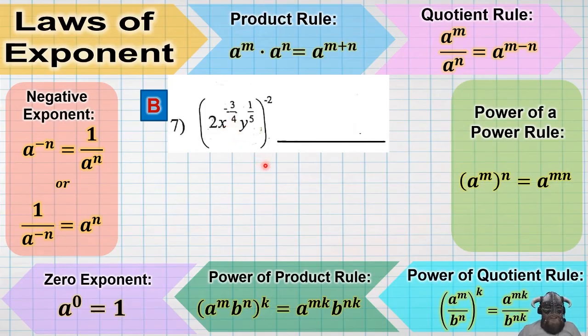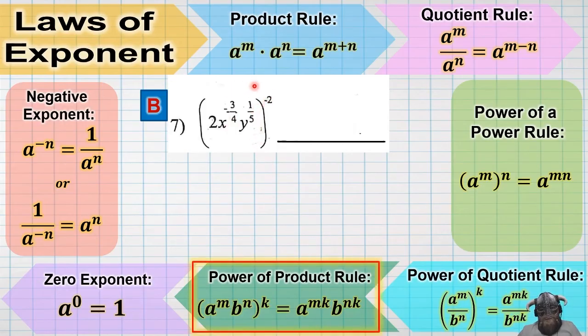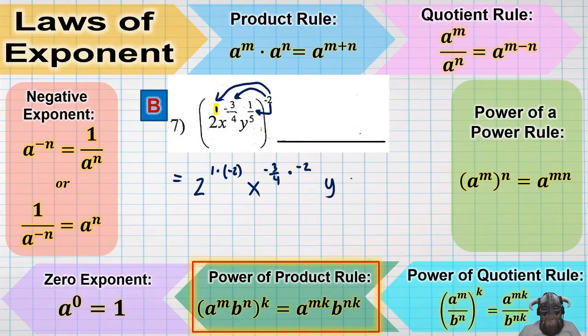Yan. So, dito gagamit tayo ng power of product rule. We have to distribute this negative 2 to the exponent of each inside. So, lagyan natin to ng 1 para alam natin na may exponent si 2 na 1. Then, we just need to distribute that negative 2 on all of the given exponent inside. So, in our solution, we'll be having 2 raised to 1 times negative 2, then, times x raised to negative 3 over 4 times negative 2, multiplied to y raised to 1 over 5 times negative 2.